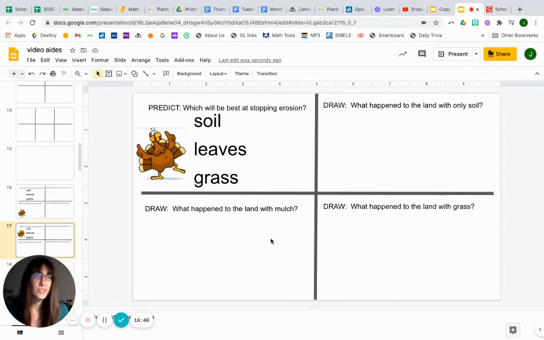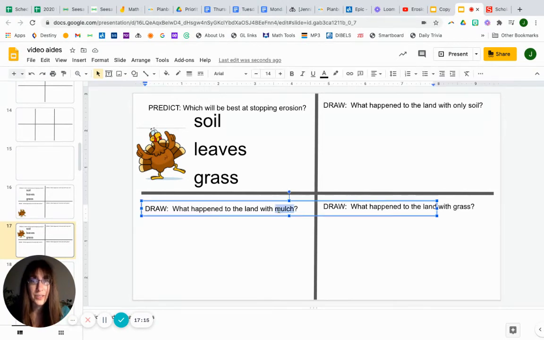If your prediction wasn't right, that's a-okay. Scientists are not always right when they're making a prediction. A prediction is a best guess. And scientists change their mind after they do experiments sometimes, right? So you might have done that too. Make sure that you drew pictures showing what the soil or the water looked like when there was only soil, when there was soil with leaves, and then when there was soil with grass. Okay, you're going to turn that in on Seesaw.